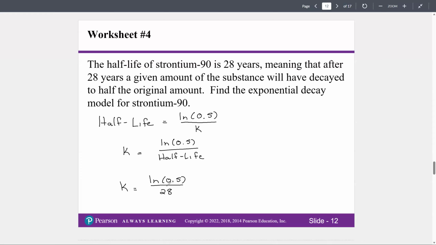So I need the decay rate for my decay model. This is going to be the natural log of 0.5 divided by 28, which is going to give me a negative 0.0248. We'll do it there. So my decay model is A equals A sub naught, because we don't have an original amount, E to the K, which is negative 0.0248 T.